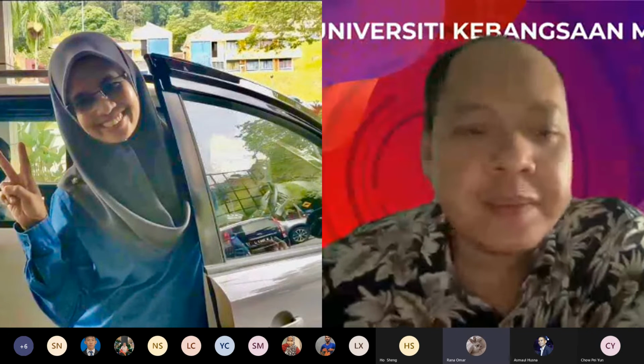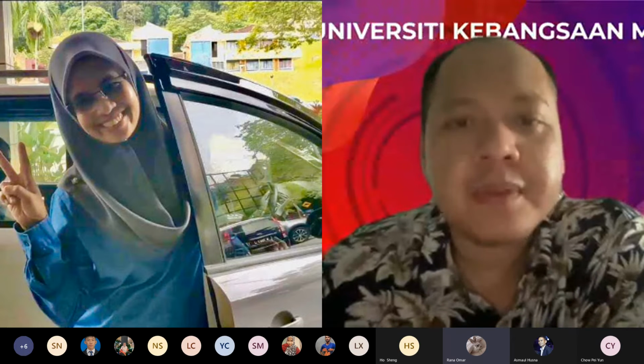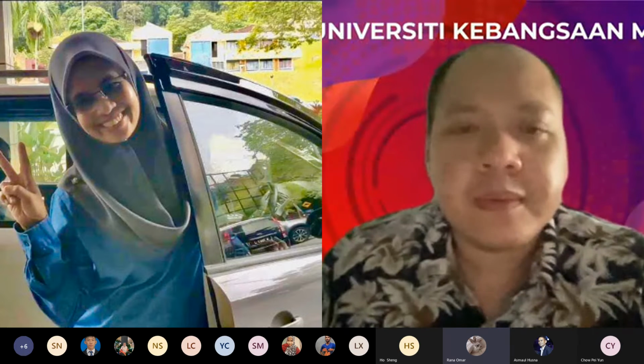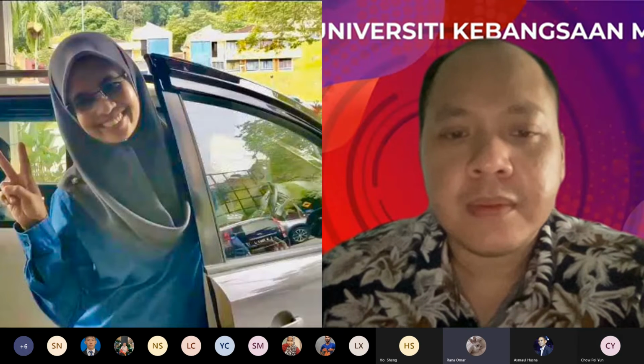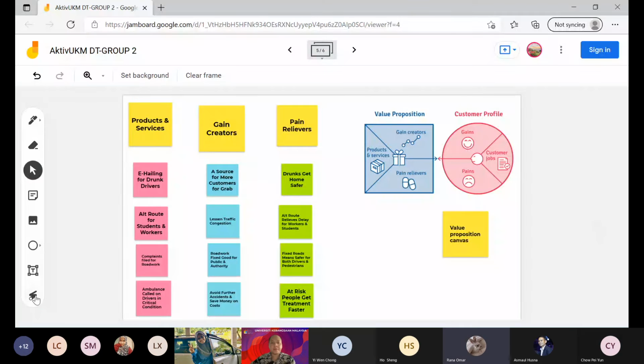Okay. So our app is basically a multi-purpose app, and it mostly focuses on road safety. Primarily our services, for example for drunk drivers, in order to avoid accidents with drunk drivers, we have an e-hailing service for them. And we have other services like alternate routes for students and workers in case there's a traffic jam or road accident and they don't want to be late for work or school.